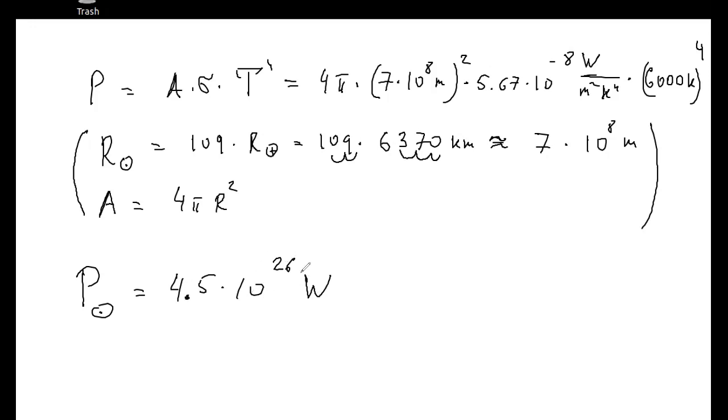This is enormous power, yes, 10 to the power 26 watt. So this means the sun radiates 10 to the power 26 joules of energy every second. And this is only electromagnetic radiation, only light, in all frequencies, we need to say.